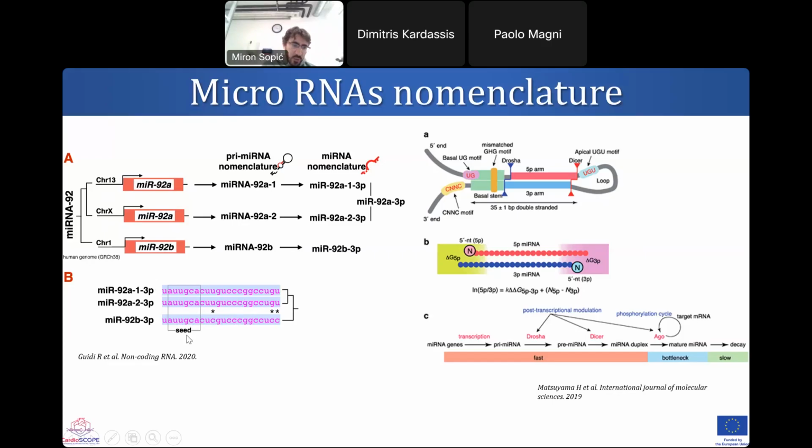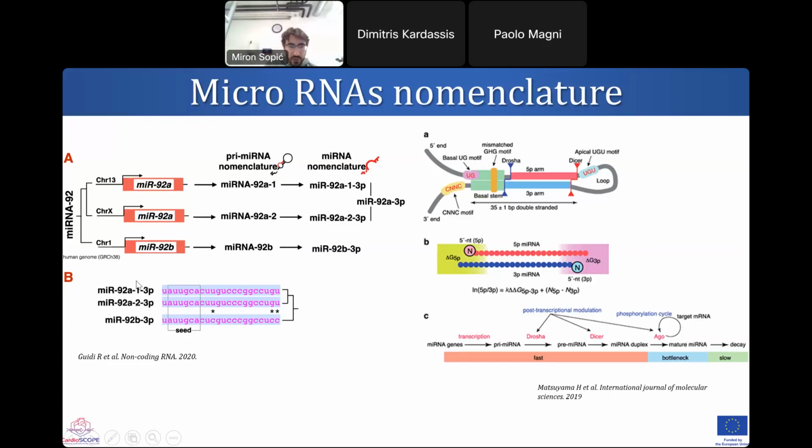And pay attention to what is called the seed sequence. The seed sequence is the sequence that actually recognizes the target sequence of the mRNA. So when it comes to the function of microRNA, the seed sequence is the most important one. And since all these three transcripts have the same seed sequence, they are numbered as the same microRNA 92, because the seed sequence will tell you what your microRNA is. And in this case, all three types of microRNA have the same seed sequence.